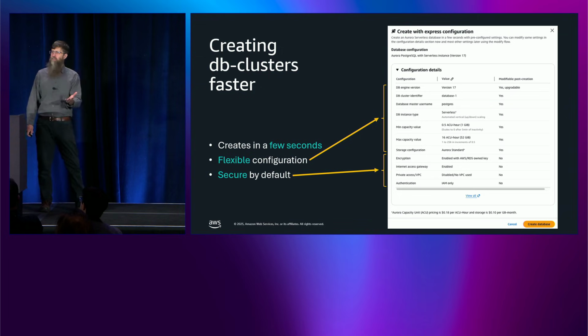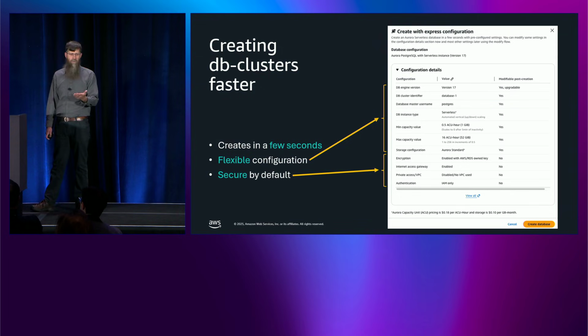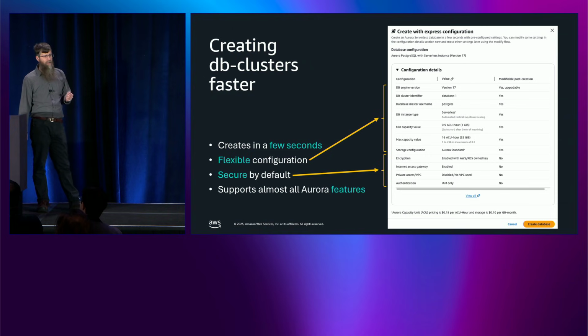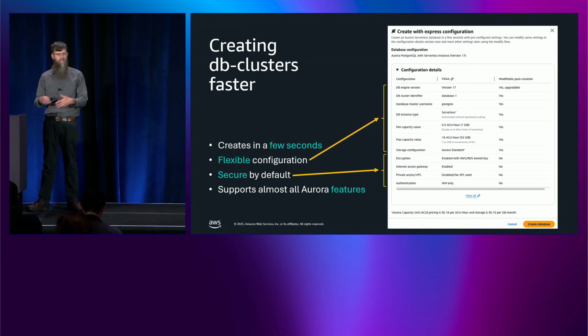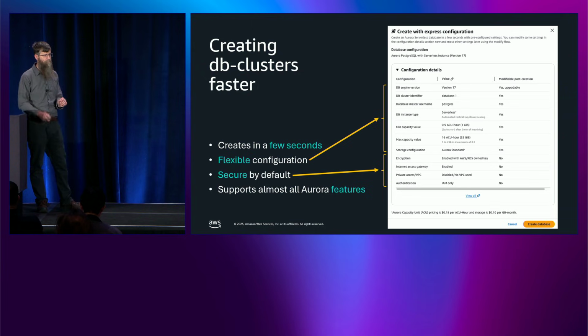Then it's secure by default. So you get encryption turned on. You get IAM turned on, all by default. And it supports almost all the Aurora features. This is a regular Aurora DB cluster that we're making. It's not something special. So you could do Global Database, I talked about before, Zero-ETL, all the other features we talked about before. Backups work the same. It's all the same.